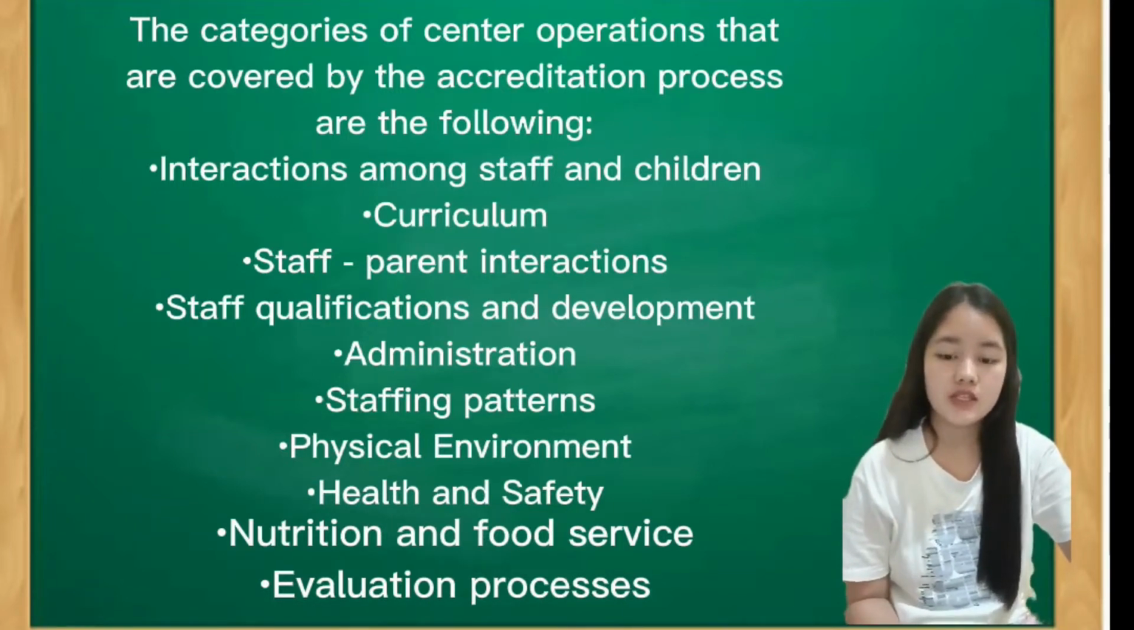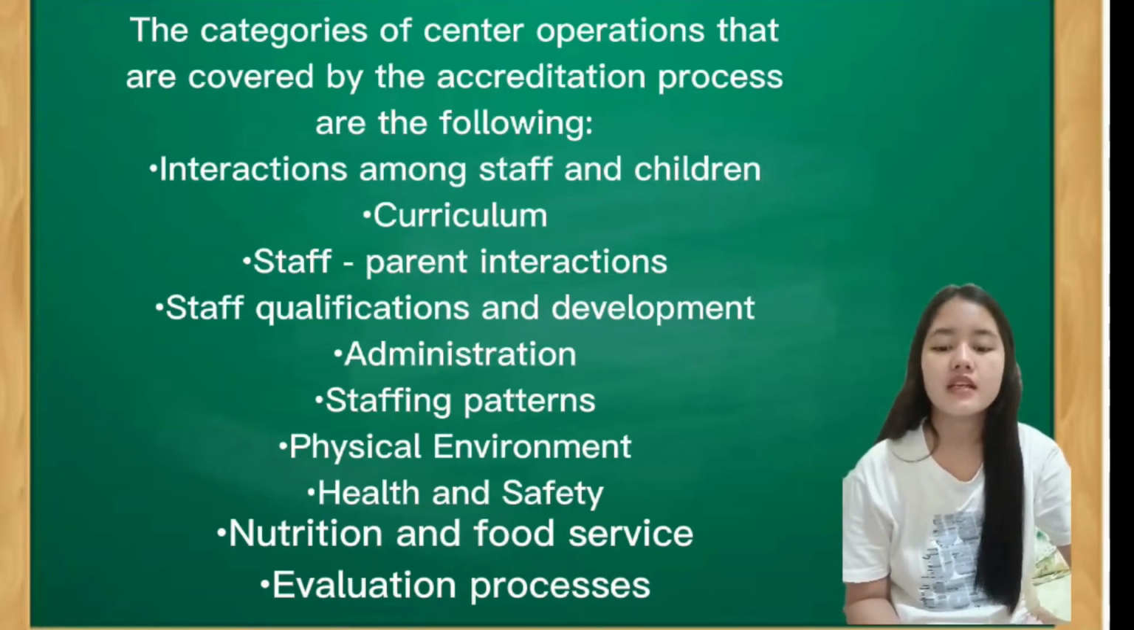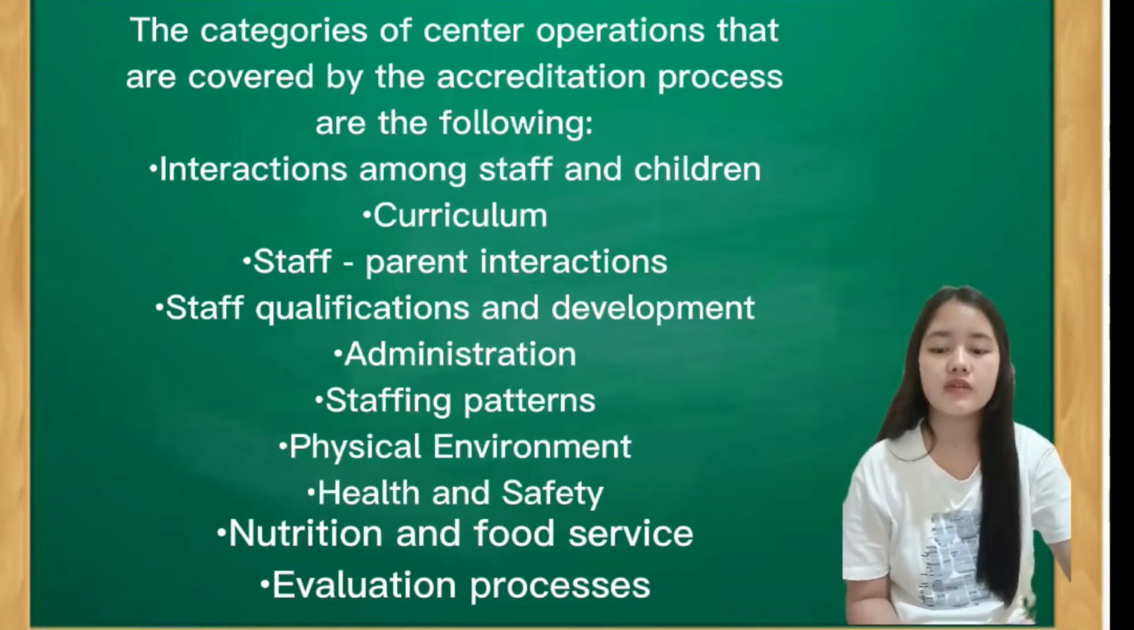The next one is administration. The program effectively implements policies, procedures, and systems that support stable staff and strong personnel, fiscal, and program management so all children, families, and staff have high-quality experiences. Next is staffing patterns. Next is physical environment. The program has a safe and healthful environment that provides appropriate and well-maintained indoor and outdoor physical environments. The environment includes facilities, equipment, and materials to facilitate child and staff learning and development.